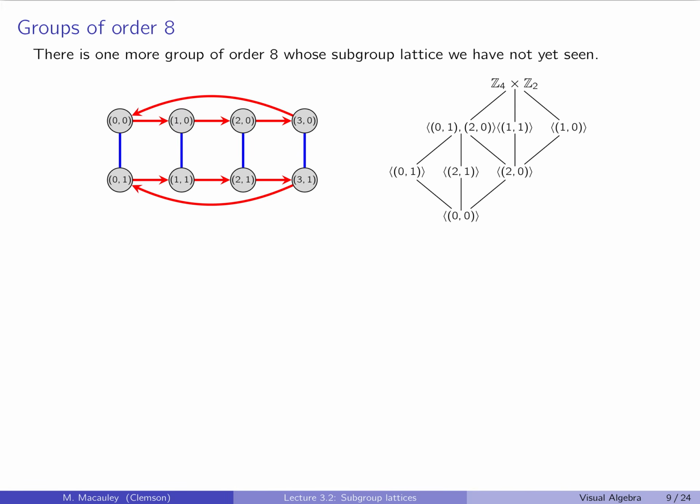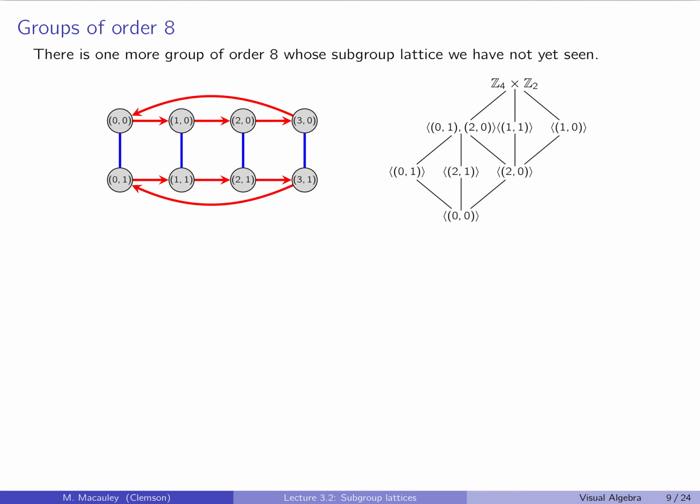There is one more group of order 8 whose subgroup lattice we have not yet seen, and that is Z4 cross Z2. So here's a Cayley graph, and here's the subgroup lattice. So let's think about where these subgroups lie in here. So there's 3 order 2 subgroups generated by (0, 1), (2, 1), and (2, 0). And there's a Klein 4 subgroup consisting of these 4 elements. And there's 2 cyclic subgroups of order 4. One's sitting right here, and the other one is generated by (1, 1). So it's red, blue, red, blue, red, blue, red, blue.